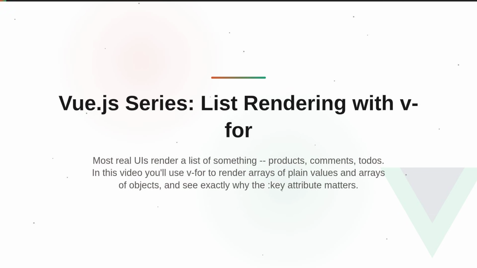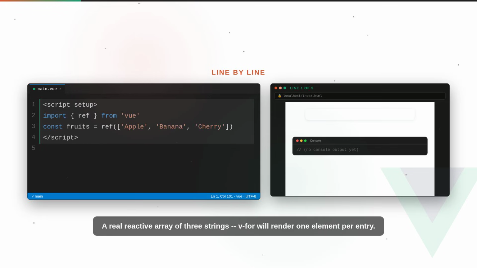Most real UIs render a list of something: products, comments, to-dos. In this video you'll use v-for to render arrays of plain values and arrays of objects and see exactly why the key attribute matters. A real reactive array of 3 strings, v-for will render one element per entry.